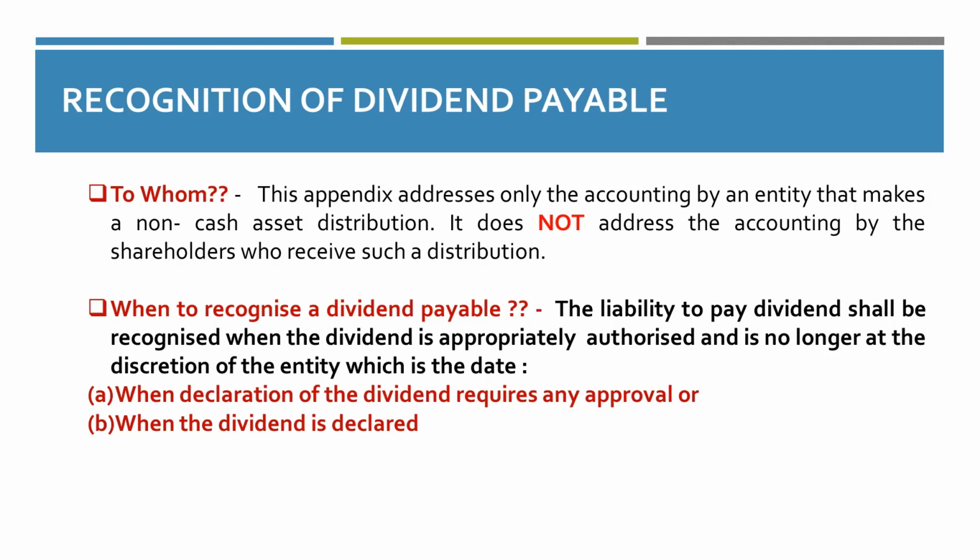So when will you recognize a dividend payable? The liability to pay dividend shall be recognized when the dividend is appropriately authorized and is no longer at the discretion of the entity. So it can be the date when declaration of the dividend requires any approval from the shareholders, if so, or it can be the date when the dividend is actually declared. So when will you recognize the dividend? When the liability to pay dividend is authorized and is no longer at the discretion of the entity. So it can be the date when the dividend is actually declared.